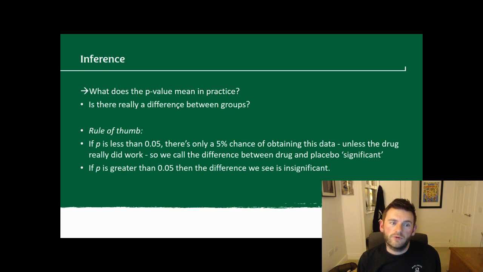So if we were to run our RCT and then run our stats model, we would get out an effect size, and we'd also get out a p-value, probability value. And if the p is less than 0.05, or equal to 0.05, that is where we could say there's only a 5% chance, or lower depending on what the value is, of obtaining this data that we've got in our study, unless the drug really did work. So we call the difference between the drug and the placebo significant. If the p-value is greater than 0.05, then the difference we see is insignificant.